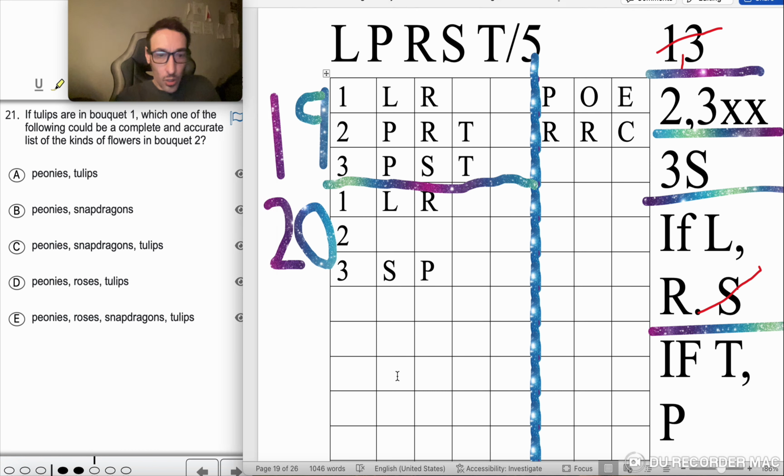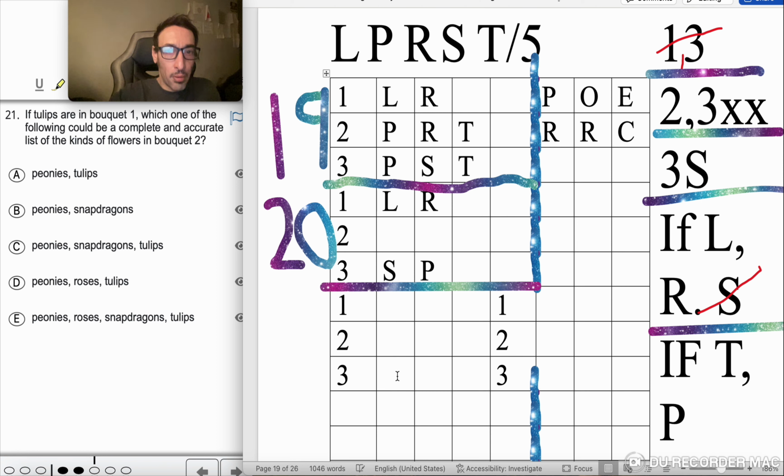Moving on. Question 21. If T are in bouquet 1, which one of the following could be a complete and accurate list of the kinds of flowers in bouquet 2? So they're requesting the information if T is going to be in 1, which I put right here at the moment. What kind of flowers are going to be in this position, known as bouquet 2? Since we don't have a world at this moment where we have T in 1, let's go ahead and create 2 worlds where you consider T in 1.